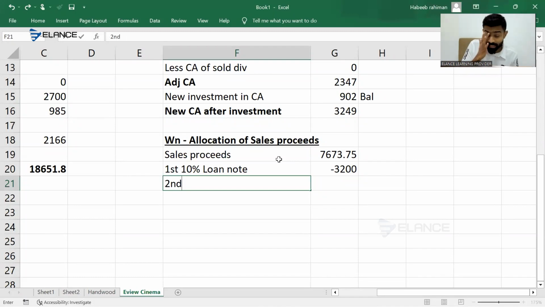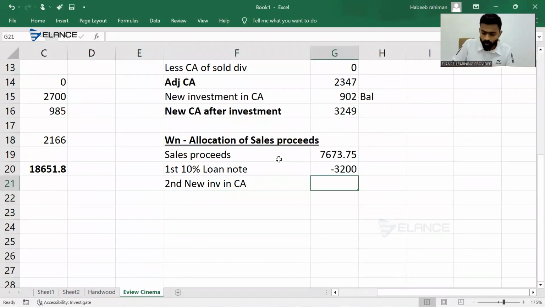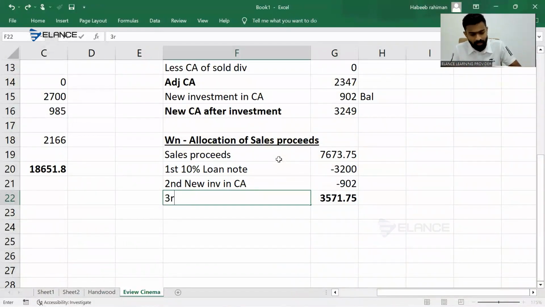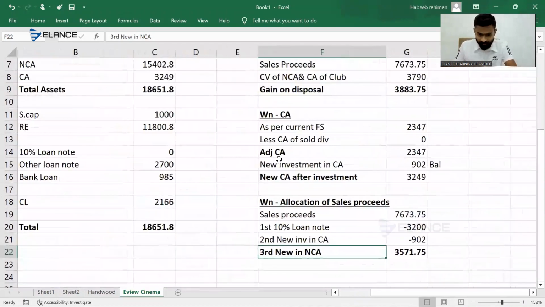Second, they will try to increase the liquidity by investing in what? New investment in current assets. This is what we already calculated here as a balancing figure, 902. This is a new investment in current asset, whatever the balancing figure. This is the third thing they are going to do: new investment in non-current assets. We got how we are allocating the figures and how much we are investing in non-current asset. Okay.